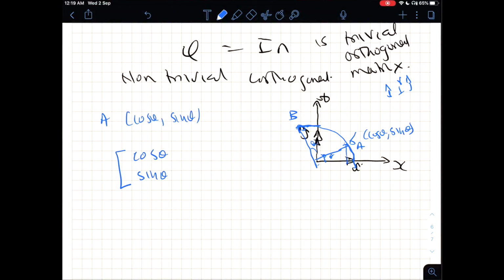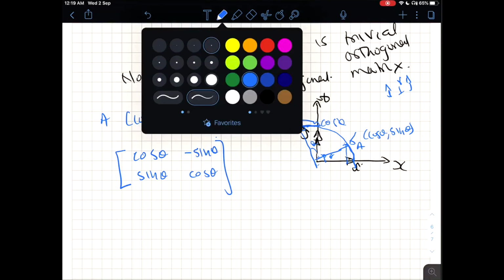And the second vector, it's a 2 cross 2 system. There are only two 90 degree vectors here. For B, the y coordinate is going to be cos theta because it makes an angle of theta with the y axis. So the y coordinate is cos theta, and therefore this horizontal distance is sine theta, but it's in the negative x direction. So it becomes minus sine theta.